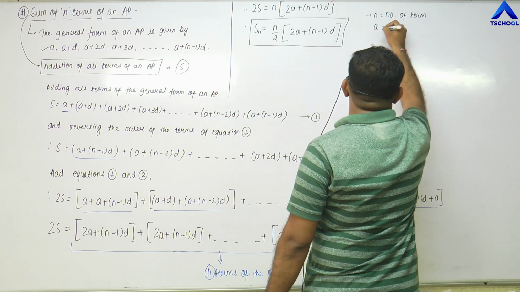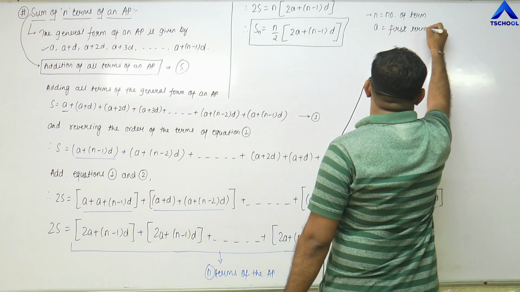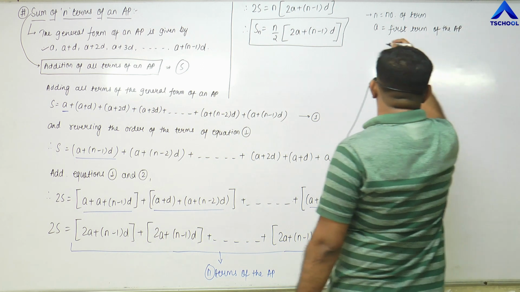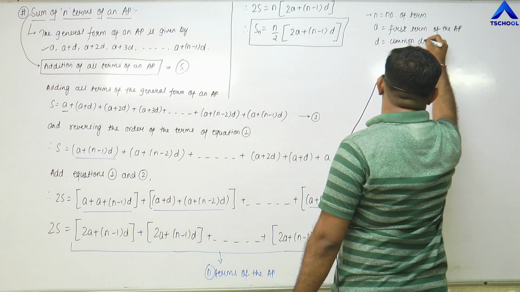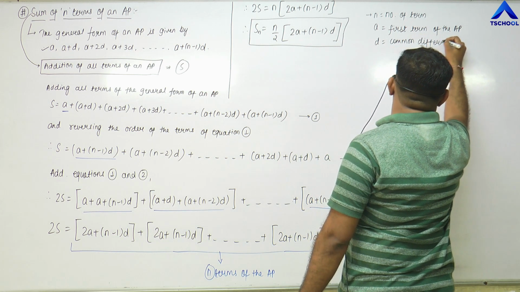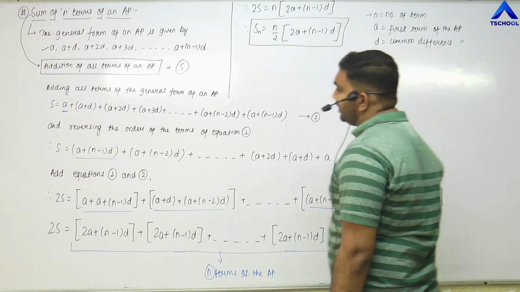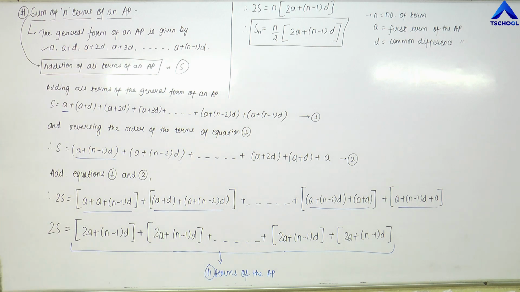a, that is the first term of the AP, d, that is the common difference of the AP. You can see it as of the AP. So these are the parameters that you can come to definition after this formula.